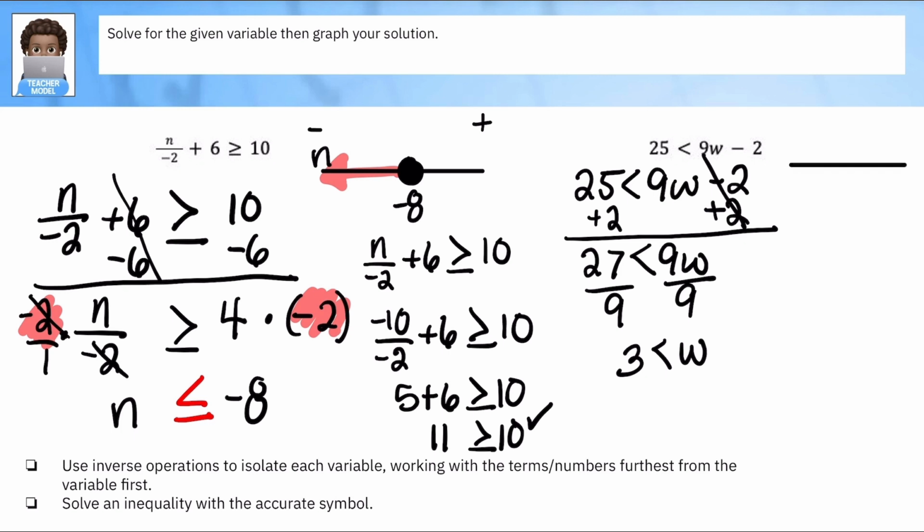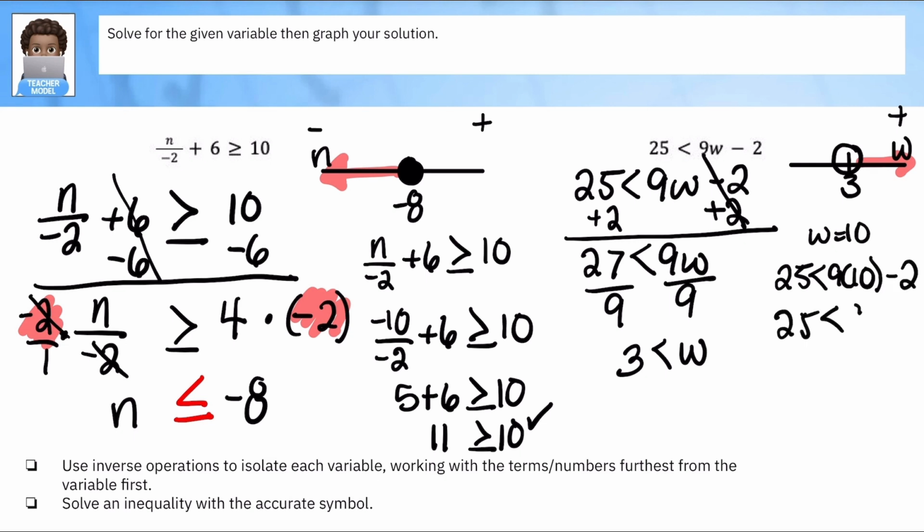All right, let's graph it. Here's 3, and w is greater, so it's going to be on the right side. Because it's not equal to, we're going to leave the circle open. And we want all the numbers that are greater than 3. I'm going to choose an easy number to work with. I'm going to just choose 10 for my check, since that's a number greater than 3. 25 is less than 9 times 10, minus 2. Distribute, 90 minus 2. 25 is less than 88, and that is a true statement.